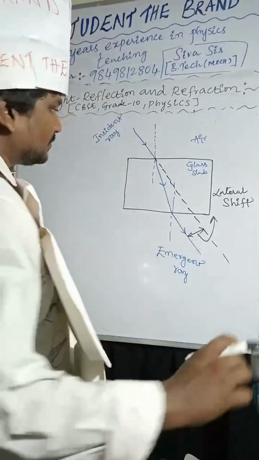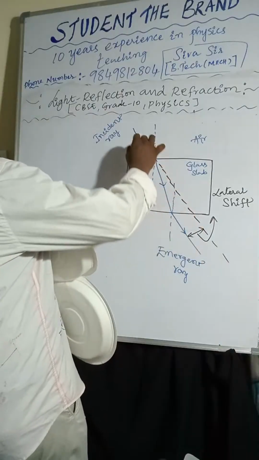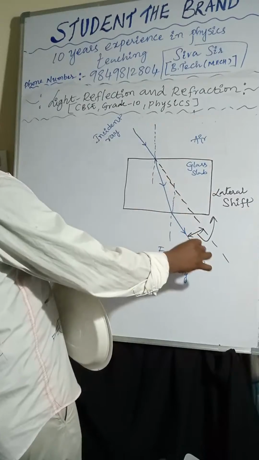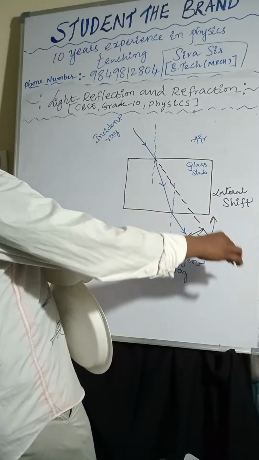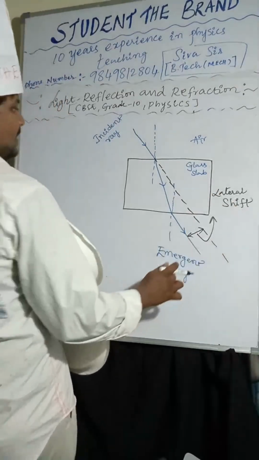Okay, so come to the point. Next one. So this is the incident ray, refracted ray, emergent ray. So we are extending the incident ray. So the distance between the emergent ray and the extended incident ray is called lateral shift.